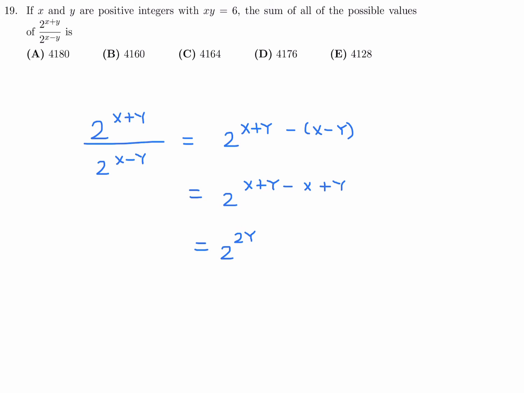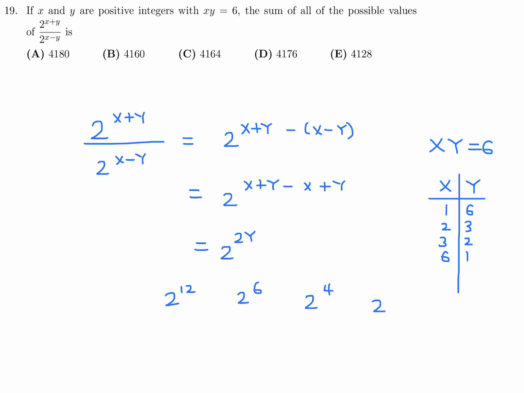Now let's look at x times y is equal to 6. Let's make a little table for ourselves. Okay, they're integers, so the only possibilities are 6 and 1, 3 and 2, 2 and 3, and 1 and 6. And I've got to figure that out for each of those. So 2 to the 2y when y is 6 would be 2 to the 12. When y is 3 would be 2 to the 6. When y is 2 would be 2 to the 4. When y is 1 would be 2 squared.